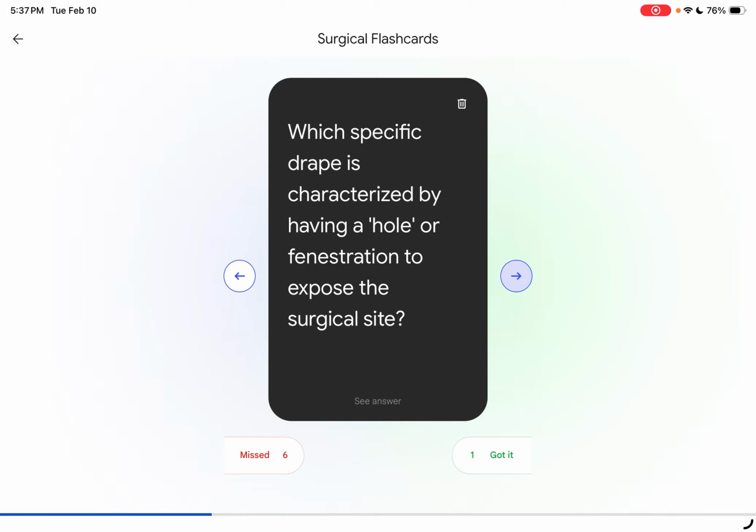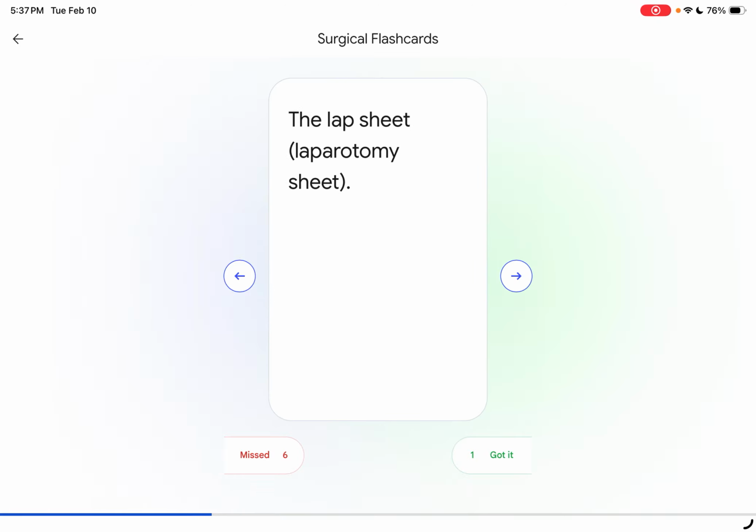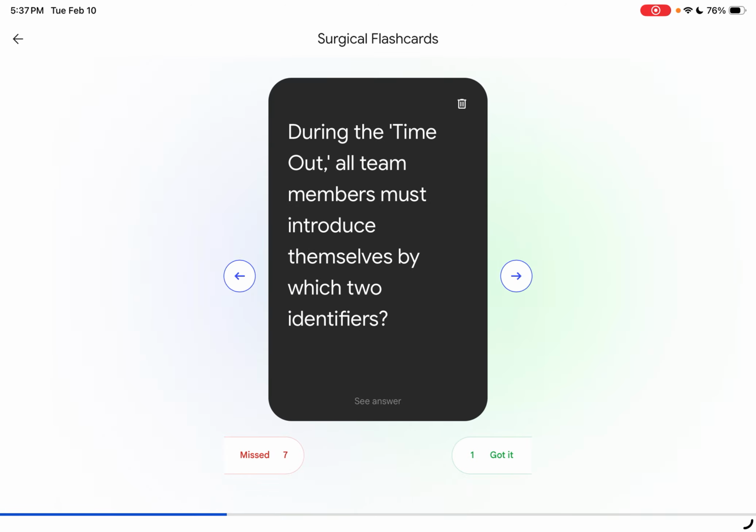Which specific drape is characterized by having a hole or fenestration to expose the surgical site? The lap sheet. Lap sheet ang tawag. During the timeout, all team members must introduce themselves by which two identifiers? Name and role.